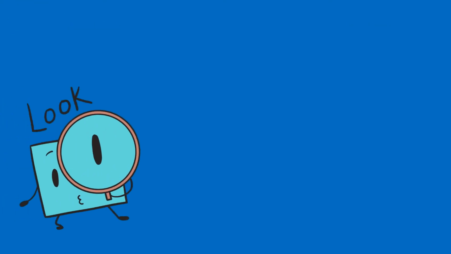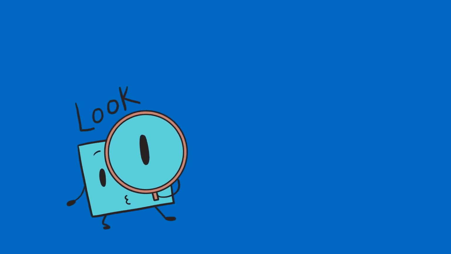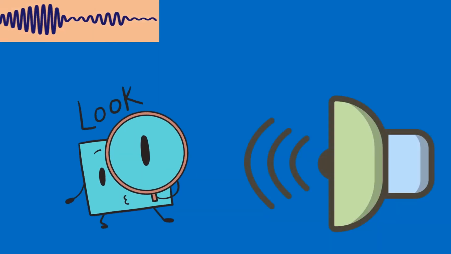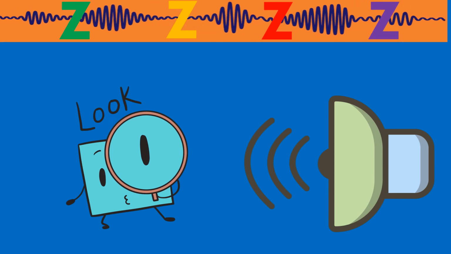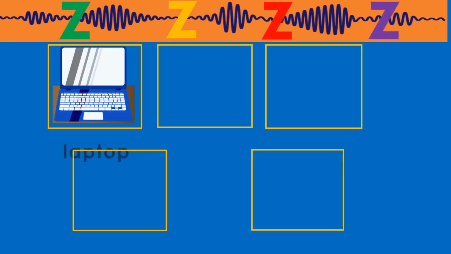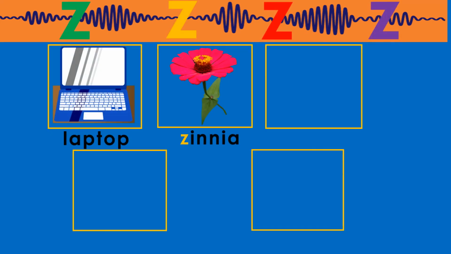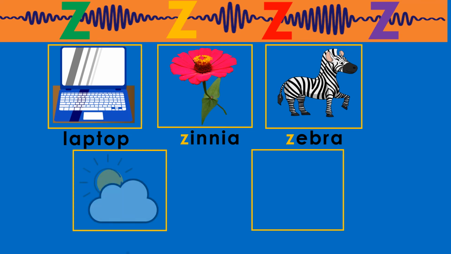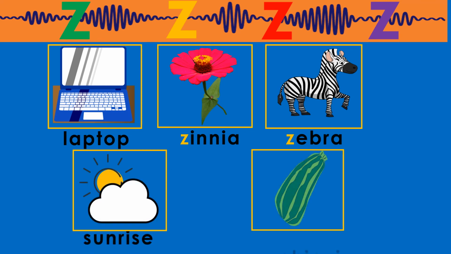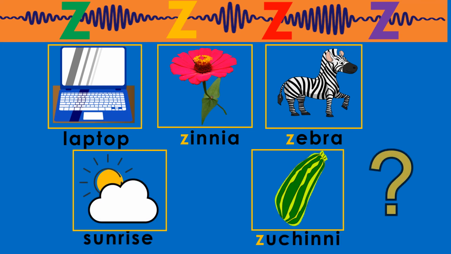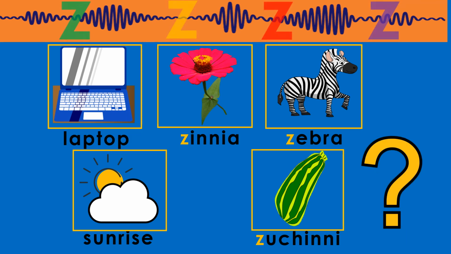Now let's see if you can identify words beginning with the sound Z. Z. Let me show you some pictures. Laptop, zinnia, zebra, sunrise, zucchini. Which picture begins with the sound Z?